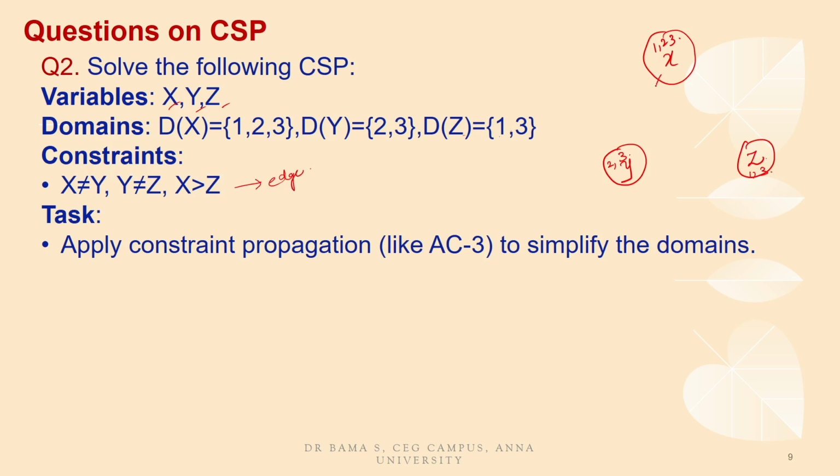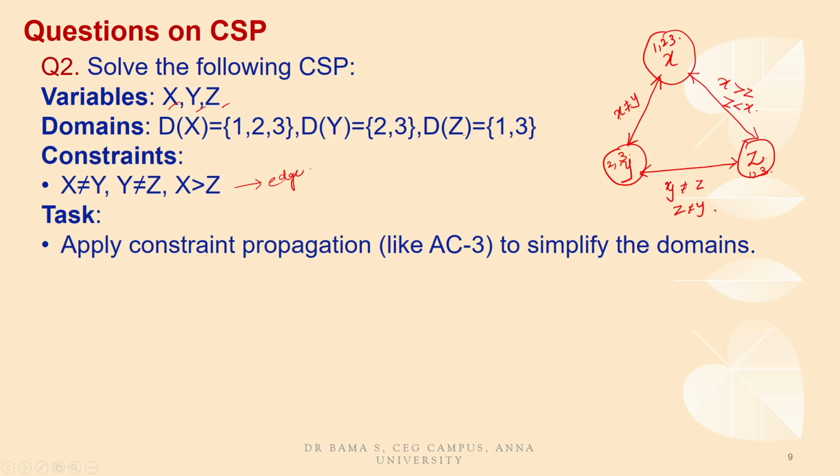So, x not equal to y and y not equal to x, this is going to be one edge, a bidirectional arrow. Similarly, y not equal to z, z not equal to y, and x greater than z, z less than x. Those two are represented using this arrow. This is y not equal to z, z not equal to y.